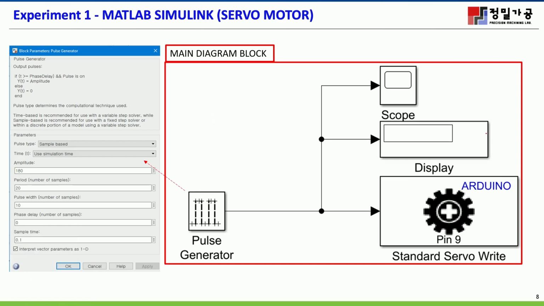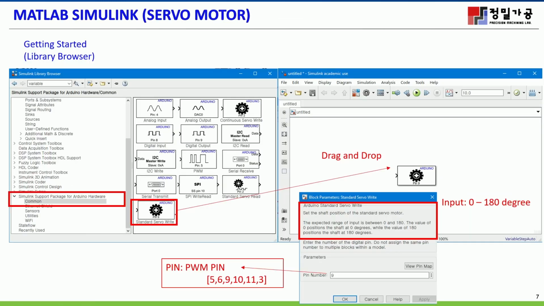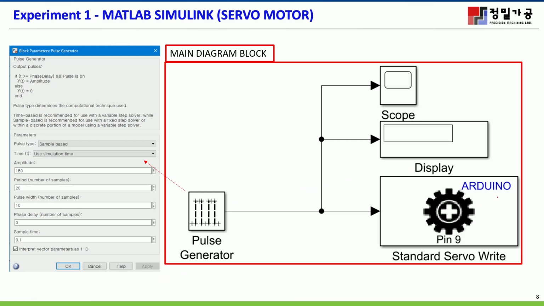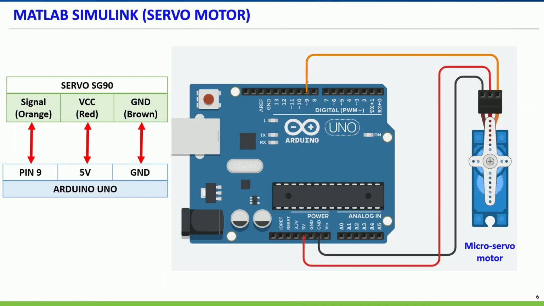And you just have this block, standard servo write. We already discussed this one previously. Drag and drop it over there. You have it, and you set this one to pin 9. As we agreed, pin 9 is connected as in the previous figure. We agreed we use pin 9.